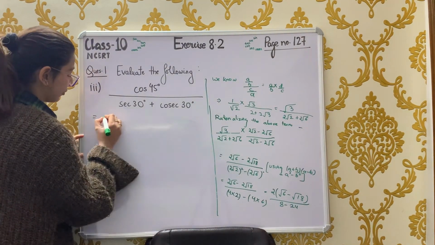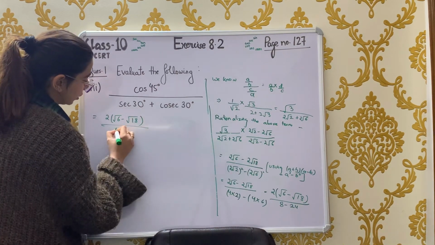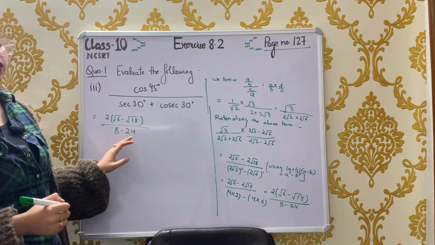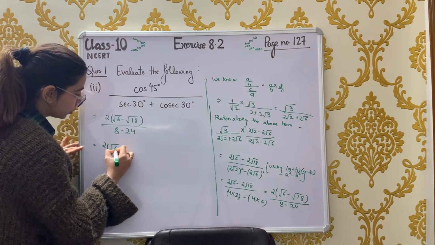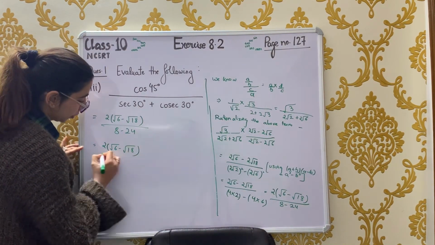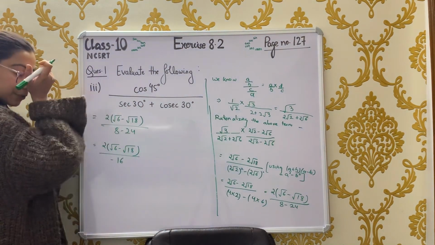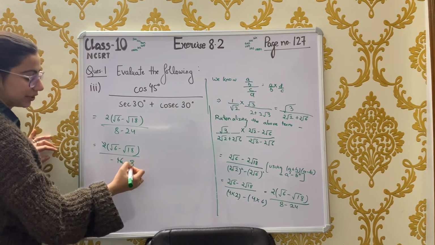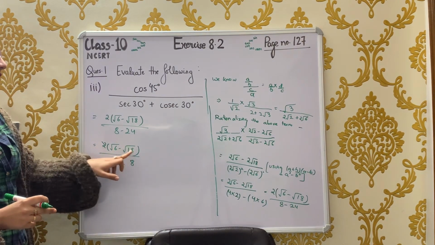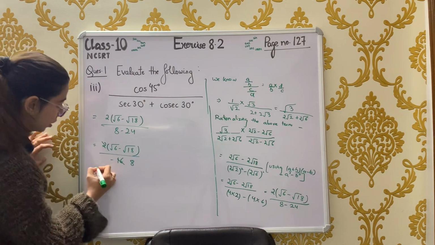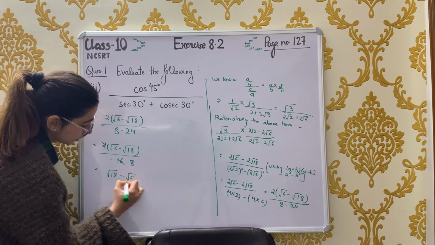This is what we have right now. 2 root 6 minus root 18 upon 8 minus 24. So 24 minus 8 is nothing but 16. So we can write this as 2 root 6 minus root 18 upon minus 16, because the term of minus 24 is greater. We can cancel the 16 with 2 and we get it as 8. Now, when we take this minus sign above, the signs will reverse. We'll get it as 18 minus root 6 upon 8.